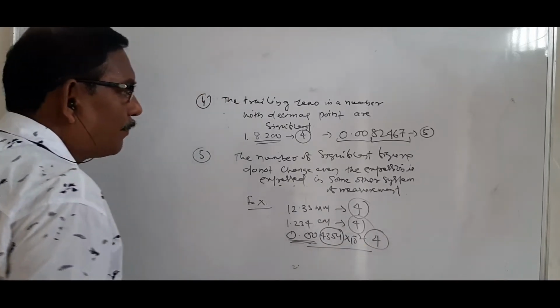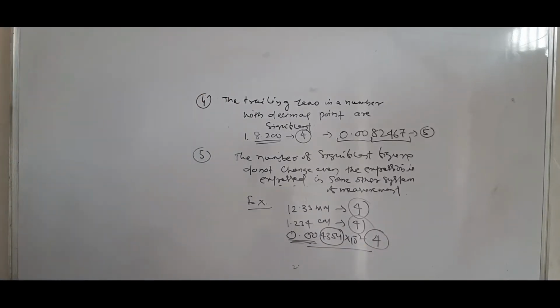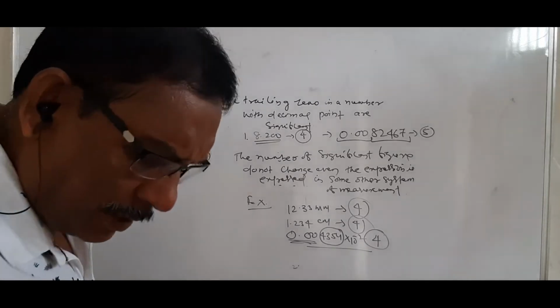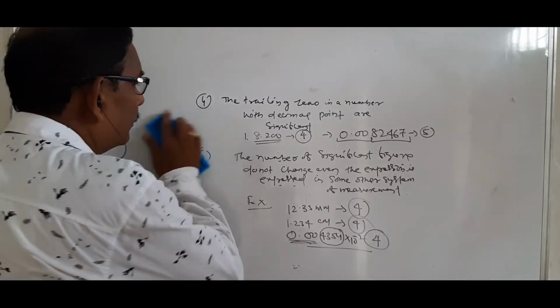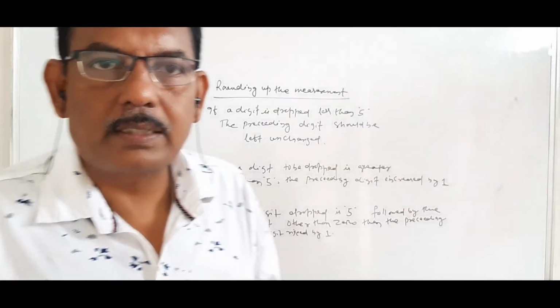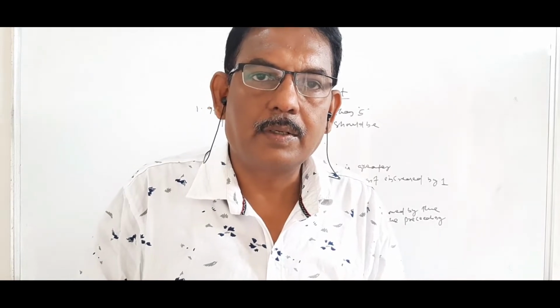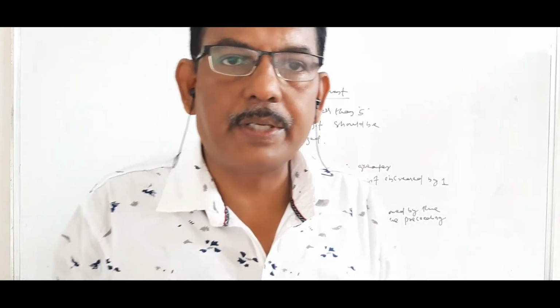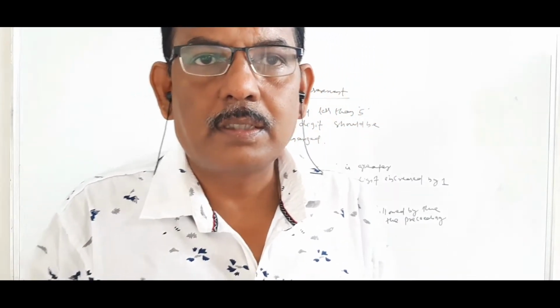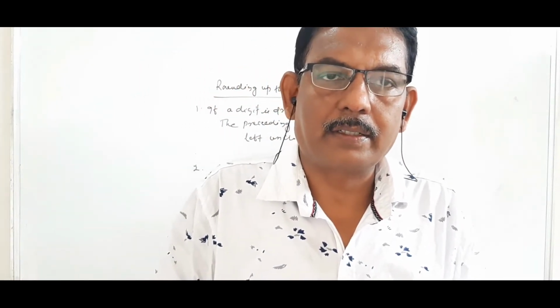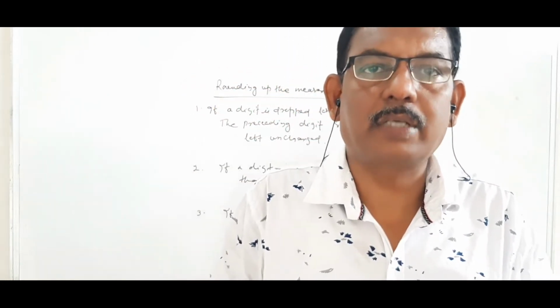So in this way, you have to determine the significant figures by taking more and more examples. In calculations of the results of a measurement, we need to make approximations and rounding of the measurement, which is required in the final result. So, for rounding of the measurement, the following rules are applied.